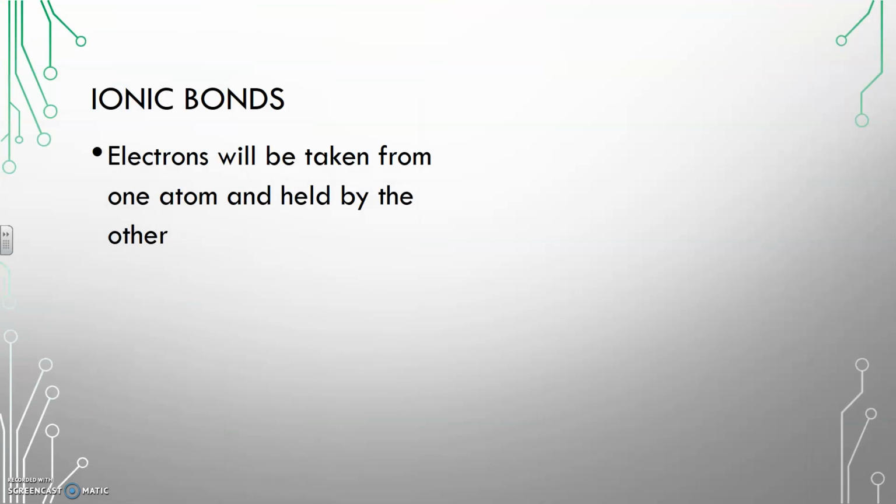With ionic bonds, they are named ionic because they actually take electrons off of one atom and put them onto the other, creating actual ions. So at least one of your atoms will have a positive charge and one will have a negative charge, hence the ion part of it. The electrons will be taken away from one atom, leaving that atom positively charged, and then given to the other atom, leaving that one negatively charged.